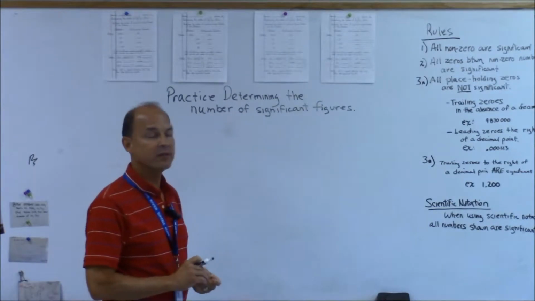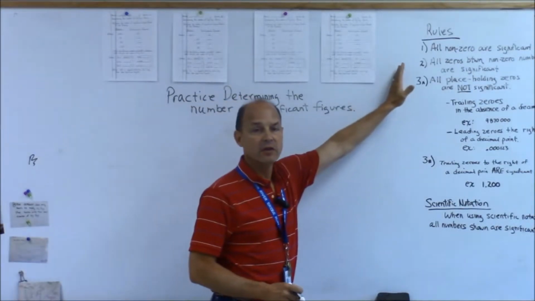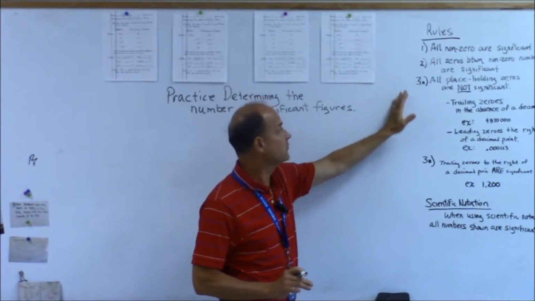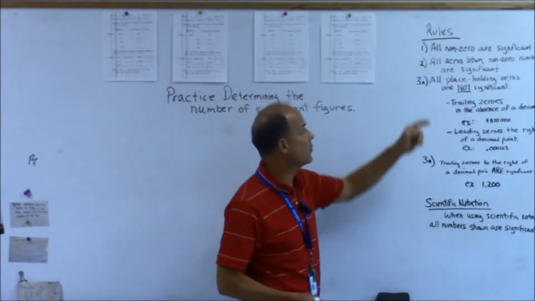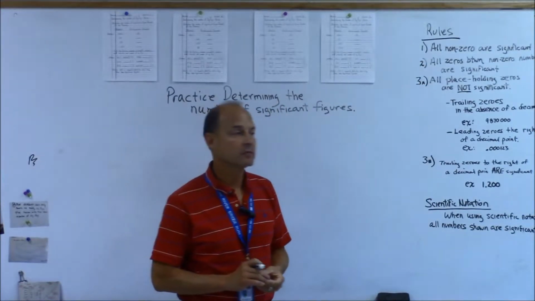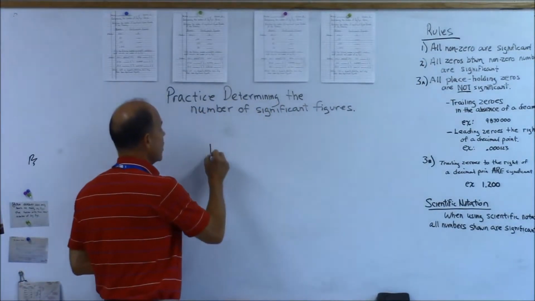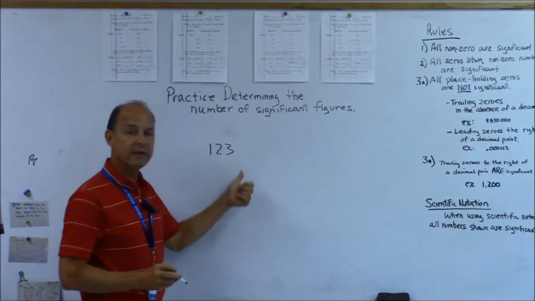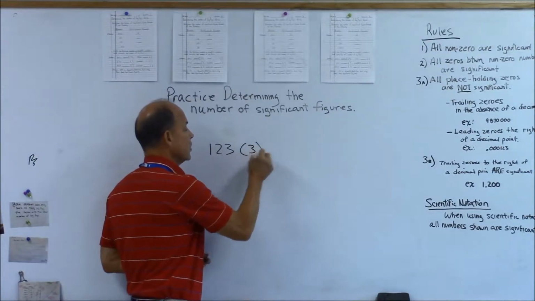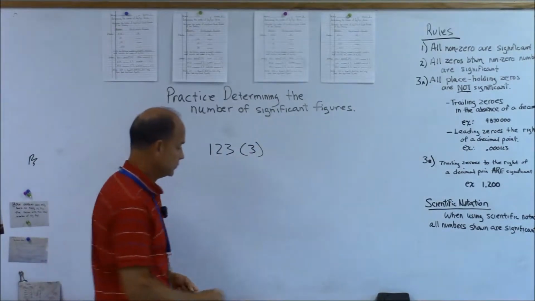Determining the number of significant figures. We have basically 3 rules for determining the number of significant figures, and you may have heard these before. Number 1 is all non-zero numbers are significant. So if I give you a number like 1, 2, 3, none of those are 0, so they're all significant. So there are 3 significant figures.